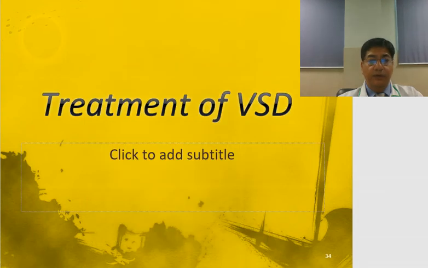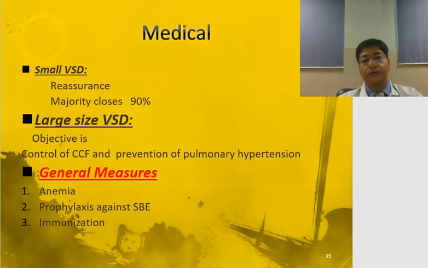How are you going to treat the ventricular septal defect? The smaller defects usually close 90% of the time, and for the larger defects, they need general measures of addressing anemia, malnutrition and other complications. You have to give antibiotic prophylaxis when the patient undergoes surgical procedures, and routine immunization is a must. There is no contraindication of routine immunization in children with VSD.